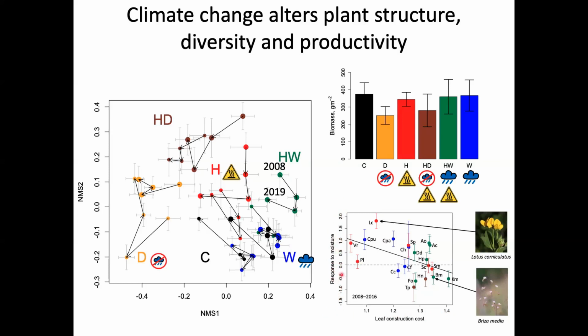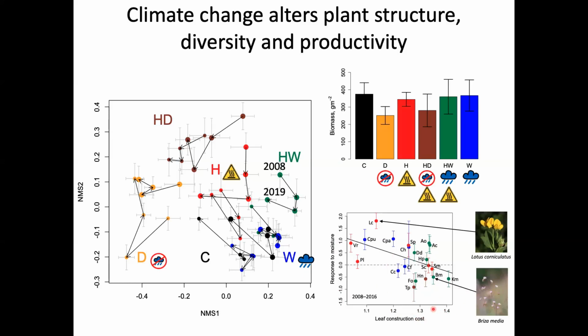Anyway, those responses to the climate treatments are partly explained by plant traits, raising the possibility that we can use traits, at least in this experiment, to predict responses to the climate treatments. So here, what we can see in overview is that plants that are responding well to the drought treatment have greater leaf construction costs. So perhaps we're moving towards here a strategy of stress tolerance in the drought treatment.